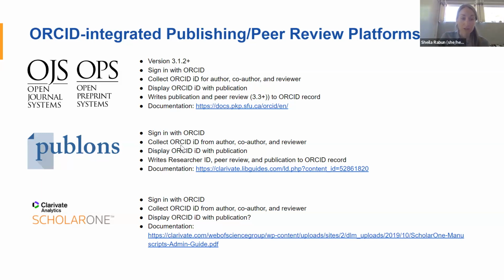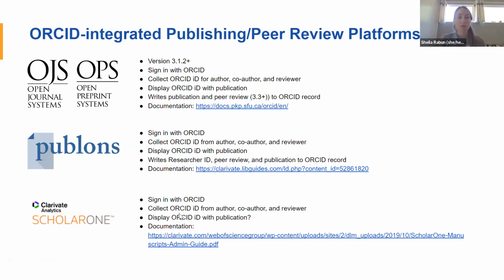Publons, like I mentioned, is another one. You can sign in with ORCID. It collects ORCID IDs, displays those ORCID IDs, and writes researcher ID, but also peer review and publication information. So this is like Publons, Web of Science. And then last but not least, Clarivate Analytics Scholar One, same thing as the others. I wasn't clear on whether the ORCID ID is actually displayed. I believe it is. It was not clear from the documentation, but this one does not write to ORCID.